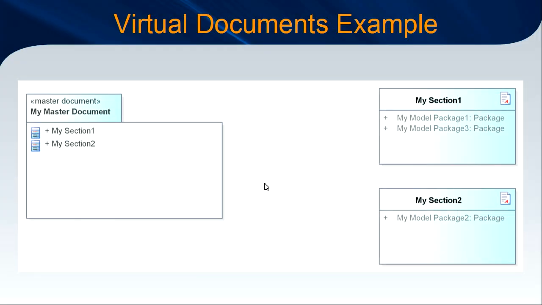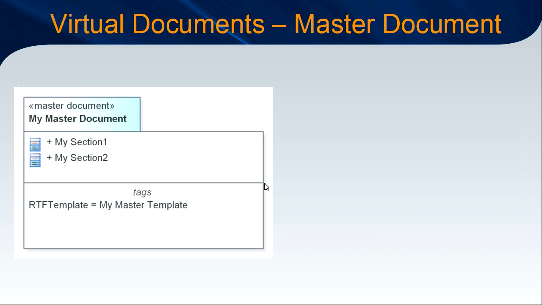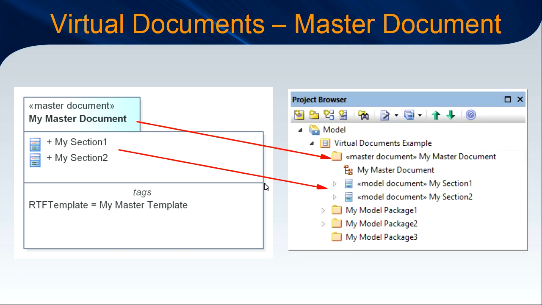What are virtual documents exactly? Well, here's an example. There are two kinds of virtual document: master and model documents. Both are model elements that you use to describe the structure and content of a report that you want EA to generate. The master document is a package that represents your entire document. It has an associated template that can specify settings that impact the entire document, such as headers and footers. A master document package contains a number of model document elements, as reflected in the project browser. Each model document represents a section of your target document.